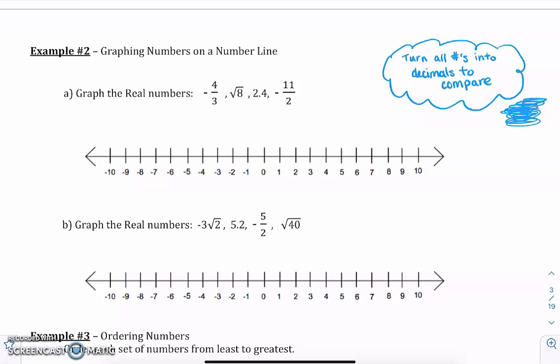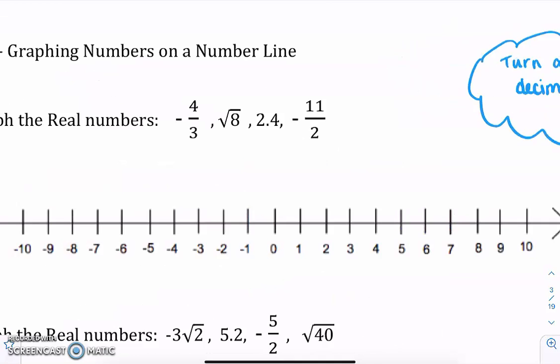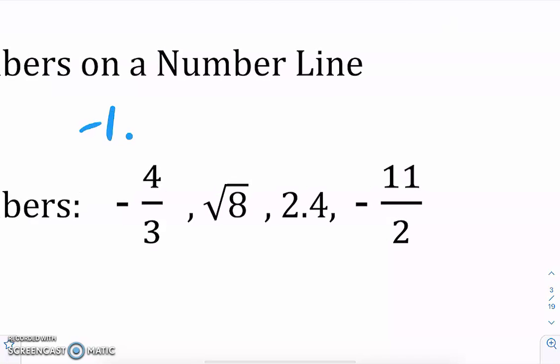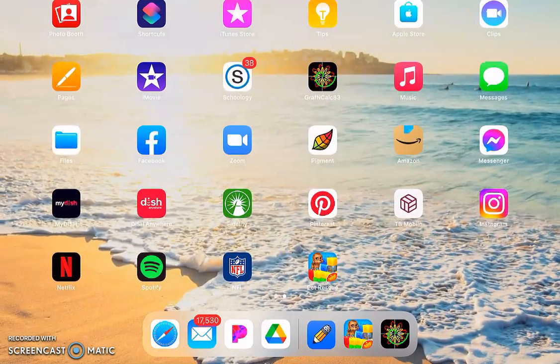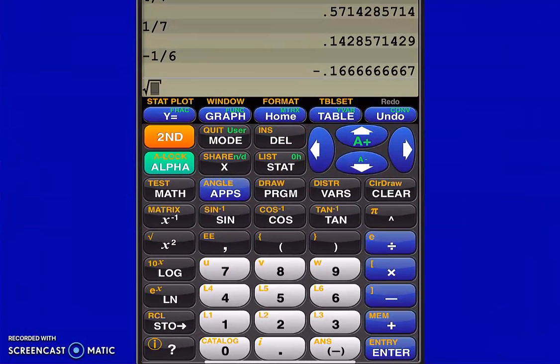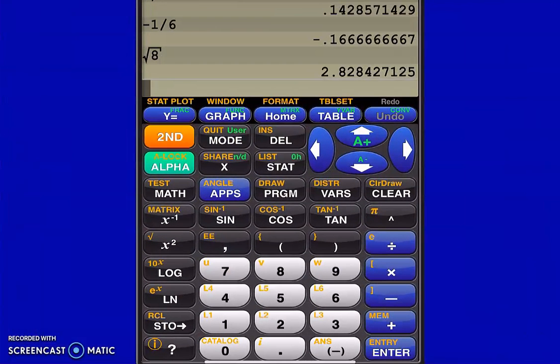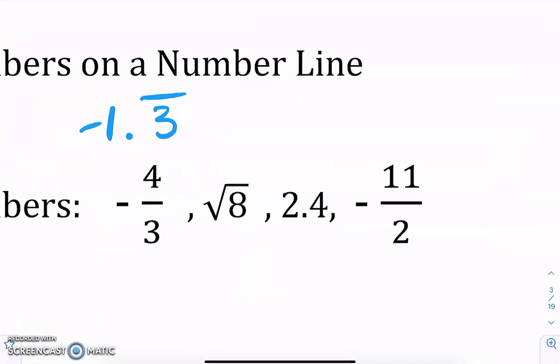So -4/3, you guys would divide -4 divided by 3. And that would give you -1.3 repeating. The square root of 8, second, x squared, put your 8 inside there. 2.83. 2.4 is fine. And then -11 divided by 2 is going to be -5.5.